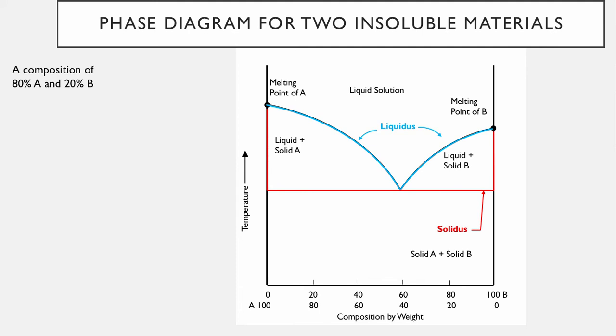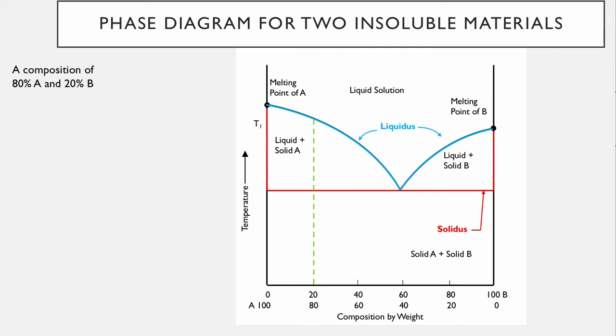We're going to start with a material that's 80% A and 20% B. When we draw our vertical line representing it, we can see that we are to the left of the point where our two liquidus curves come together, so only material A is going to get to solidify. Notice, because I don't have the percent by weight of material A on top of the curve, I don't need to extend my percent composition line any higher than the liquidus.